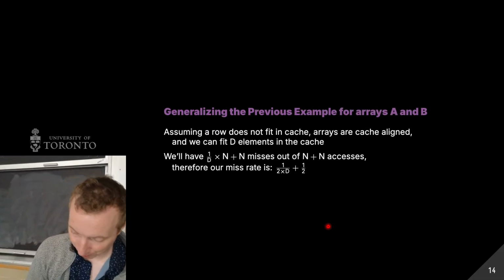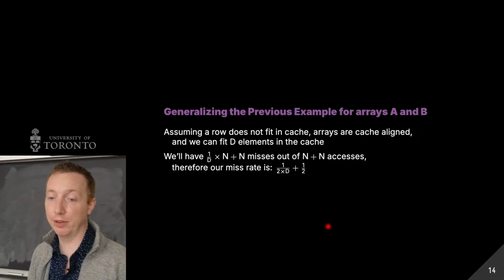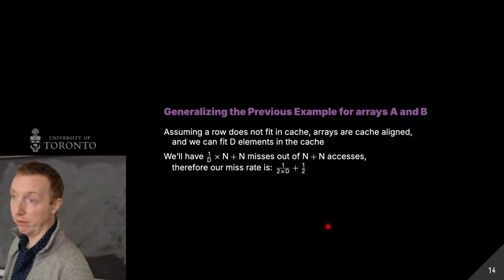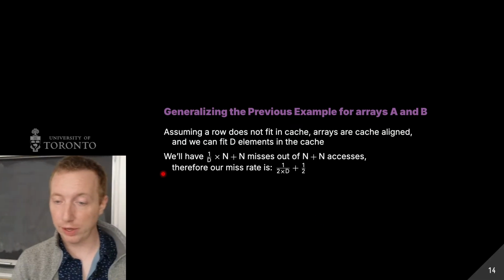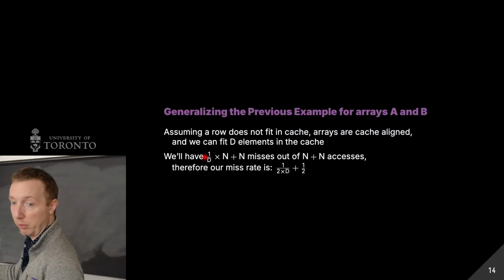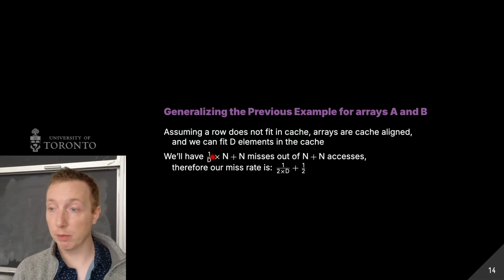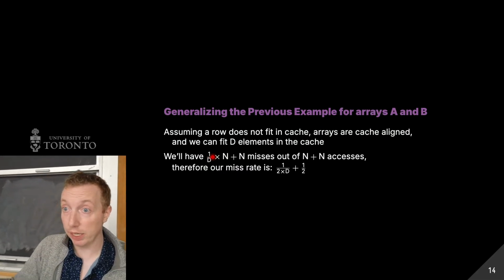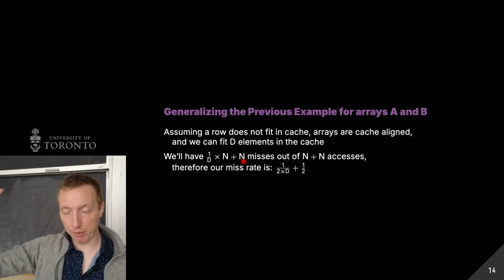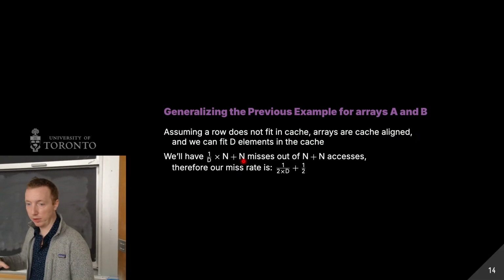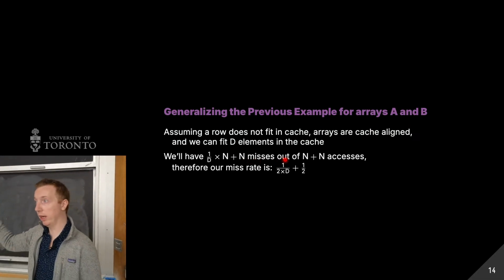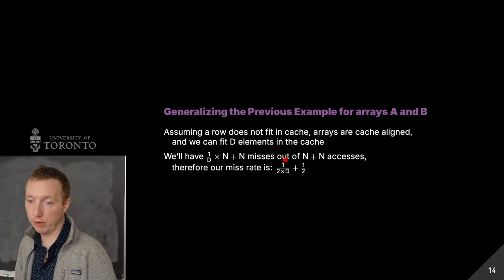Okay, so if we were to generalize this, assuming that a row does not fit in cache, the arrays are cache aligned, and we can fit D elements in our cache, well then our overall miss rate will be 1 out of D, so every one element out of the cache line I'm going to miss times however many elements are in a row, so I'll be able to take advantage of my cache for a row, and then for every column I'm going to have n misses every single time. It's going to be a miss out of my n accesses across the A array and my n accesses down the B array.